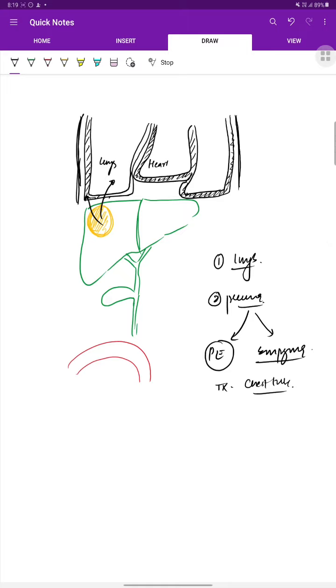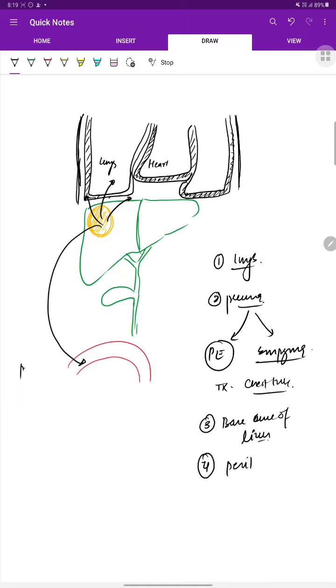It can rupture into the bare area, which is just behind here, and go to the peritoneum, causing peritonitis. This occurs in 10% of cases. Most of the time it goes towards the lungs, 75% of the time. That is important to note.